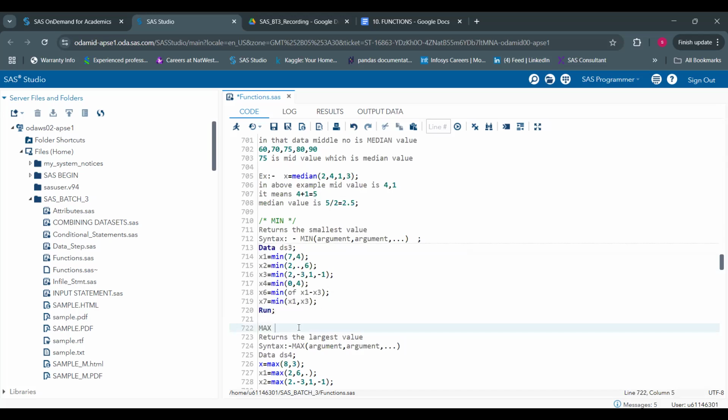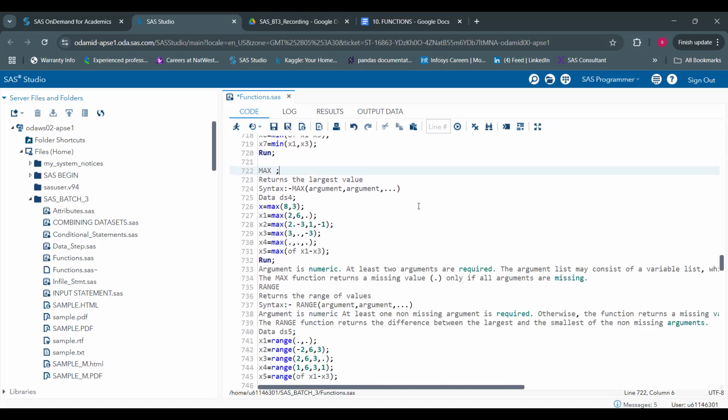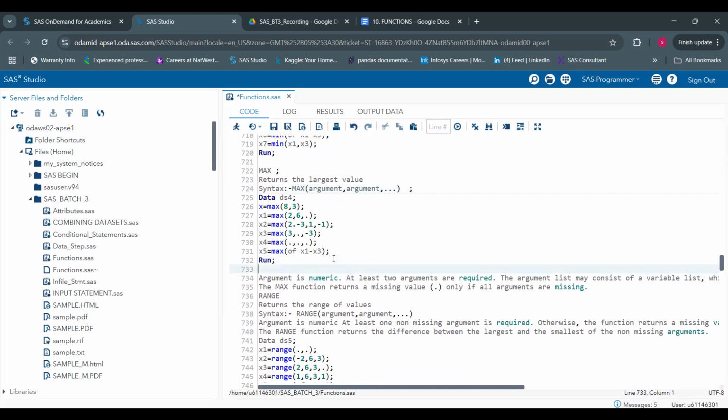Next one, max. So it's simple. It's the reverse of min. Max will just give you the maximum value across all the arguments. If you see here, if the argument is numeric, at least two arguments are required. Because for minimum and maximum, how can we say a number is maximum only if it has another number to compete with? Only then can we say one is minimum and one is maximum. So a minimum of two arguments is required.